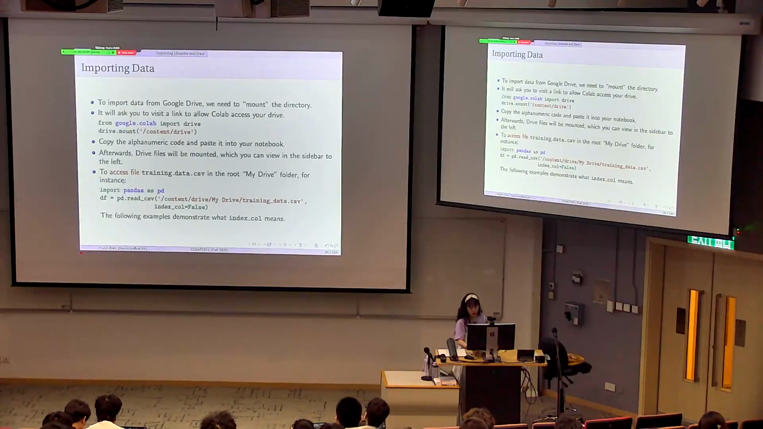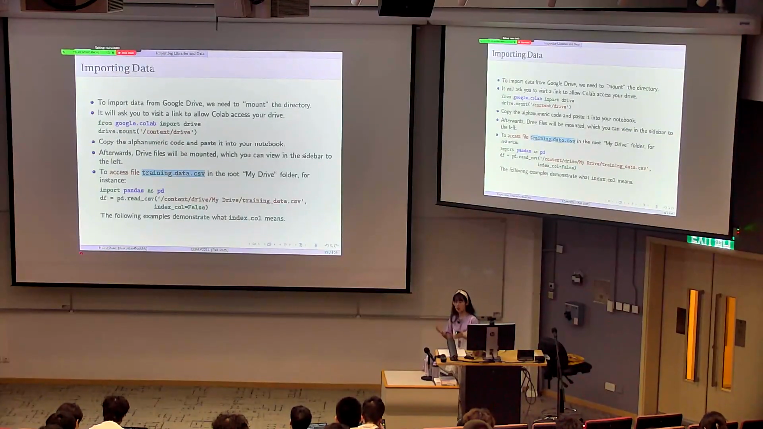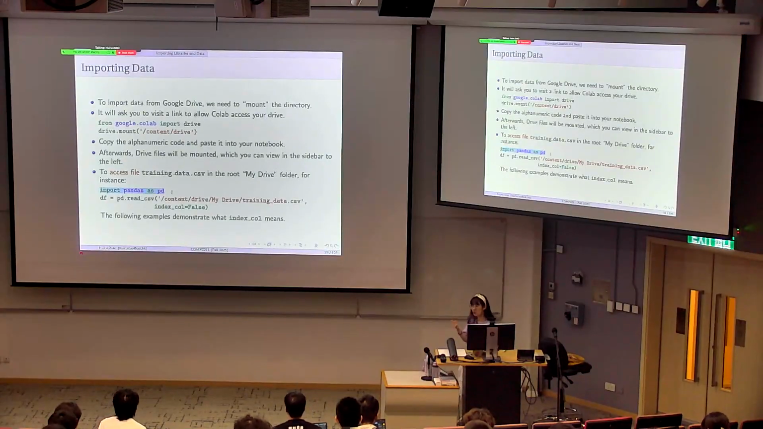And if we want to access a file called trainingdata.csv in the root My Drive folder, assuming we already stored it there, then we can read it using pandas. Let's say we import pandas as pd. Now, if you want to access anything in pandas, you need to use the name pd, because you imported it as pd.